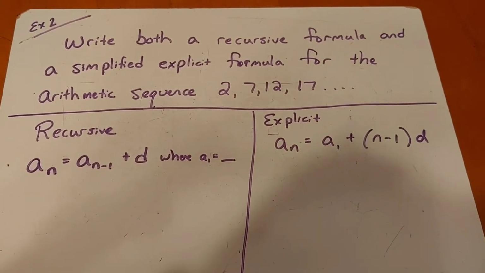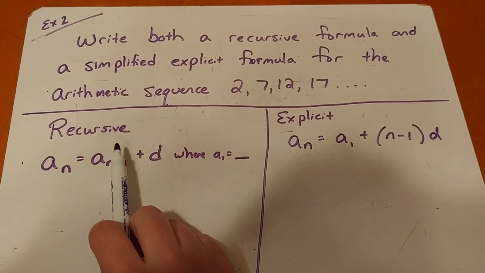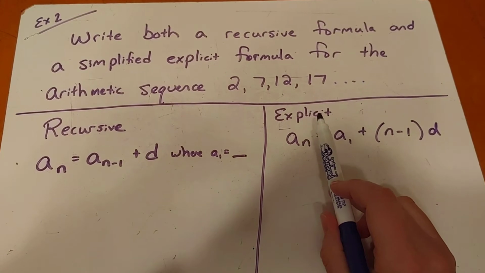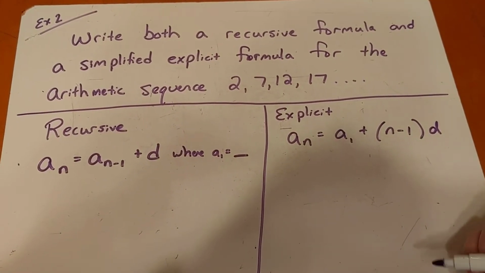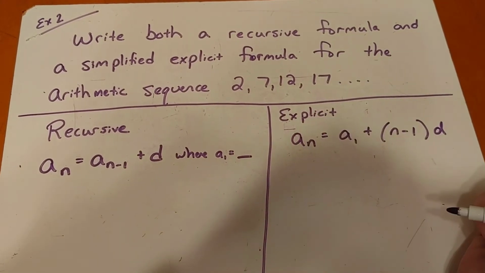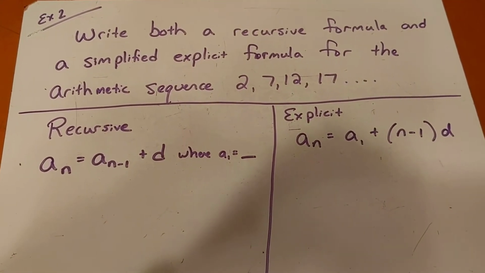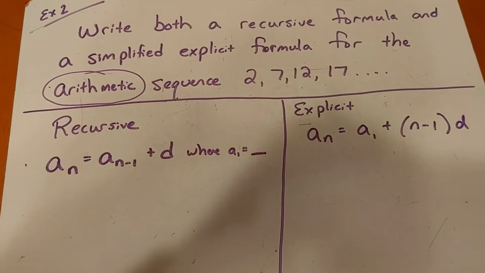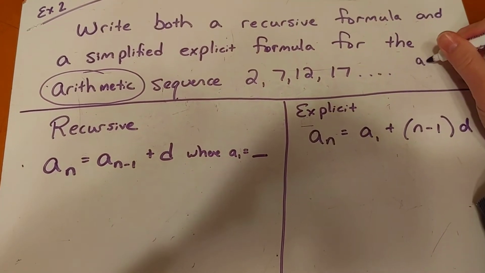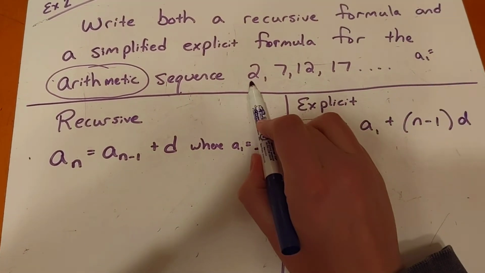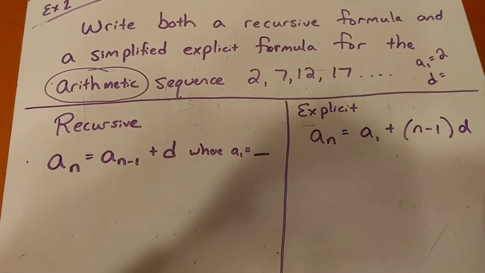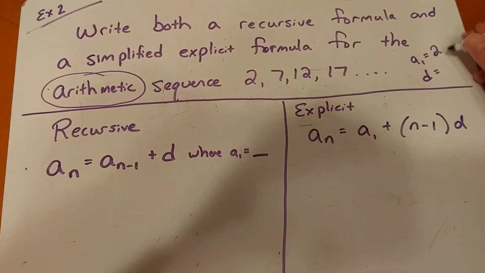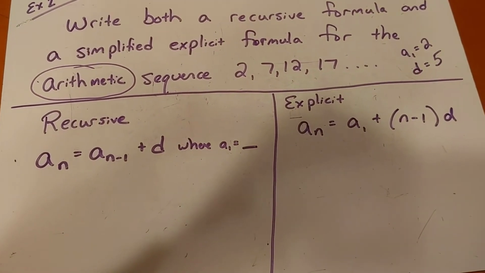I already extracted my formulas from our notes. So I have my formula for recursive sequence, which remember is this, and I even noted where a sub 1 equals, who knows, and my formula for explicit. Taking a look at the sequence given, I think it would be helpful if I identified what is my first term and what is my common difference. Note that this says it's an arithmetic sequence already, so I already know that going in. I'm just going to note my first term, which is 2, first term of the sequence. And common difference, how do I always get to the next term? Plus 5, plus 5, plus 5. My common difference is 5. So we have all the important information we need.